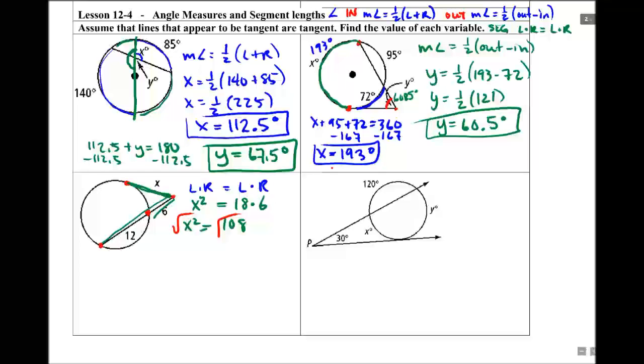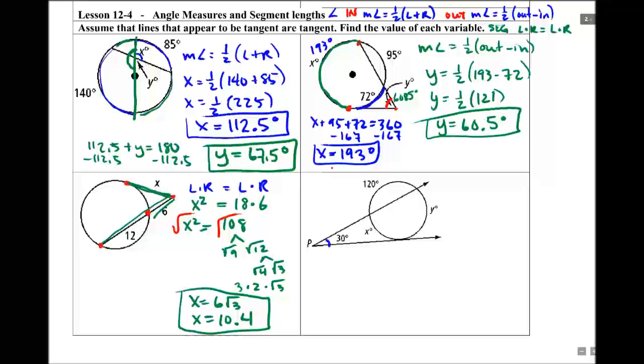We could definitely simplify this radical. 9 goes into there. Square root of 9, square root of 12. Well, 12 can be factored to 4 and 3. So that is 3 times 2 times root 3. So x would be 6 square root 3, which would also be 10.4 in decimal form.